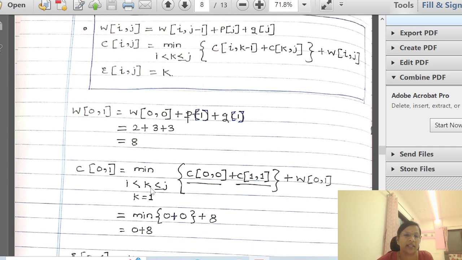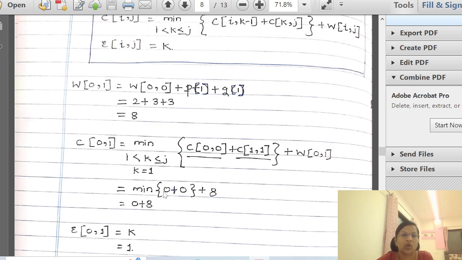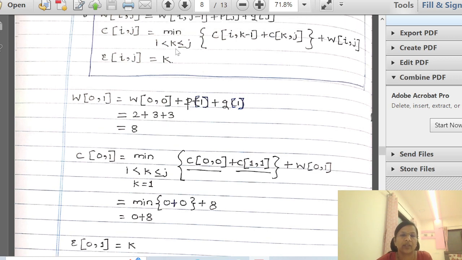So the weight is 8. Now next, see how cost is calculated. We are using the same formula, just substituting the values of i and k and j. Here we can see what value we should keep for k.